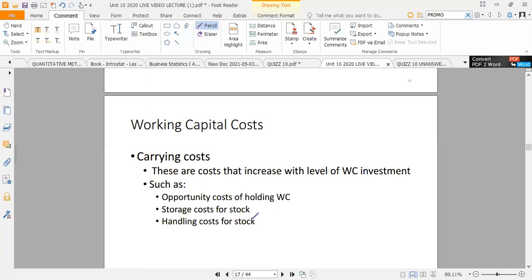Number one, we have what we call storage costs. So when you're keeping stock, there's obviously some cost that is attached to you holding it, carrying it, storing it. What kinds of costs are associated with storage, if I may ask you? What do we mean by storage and handling costs? What do we mean by opportunity cost of holding stock, in your own words?